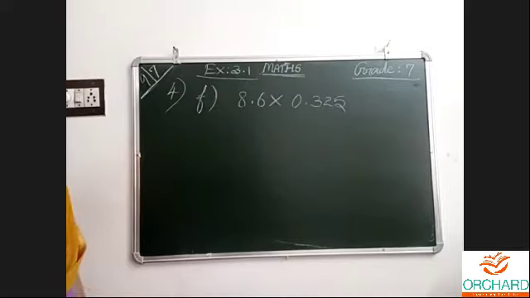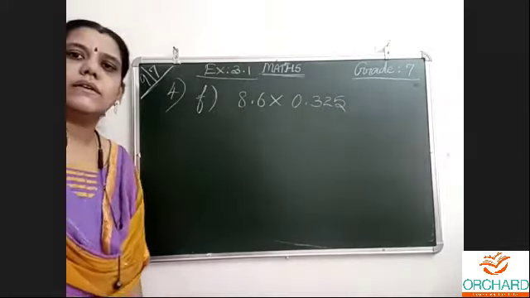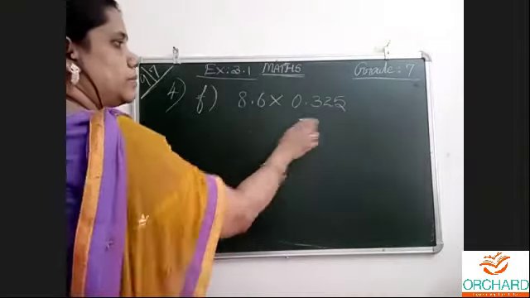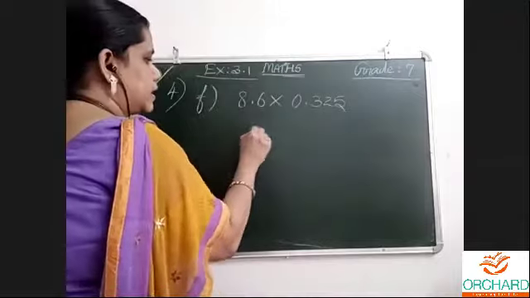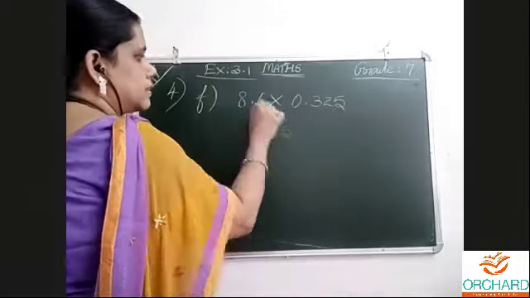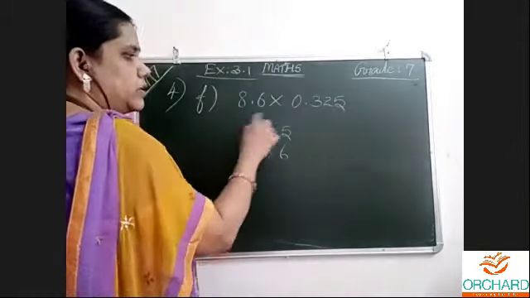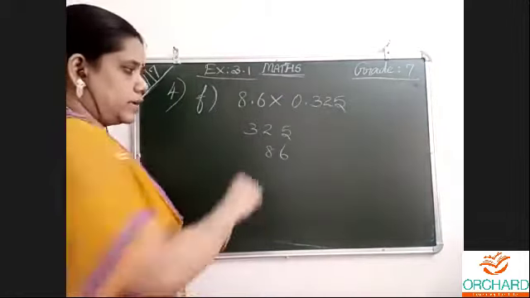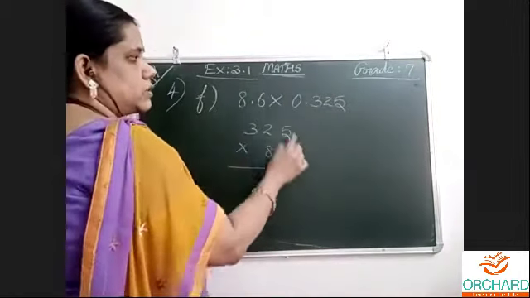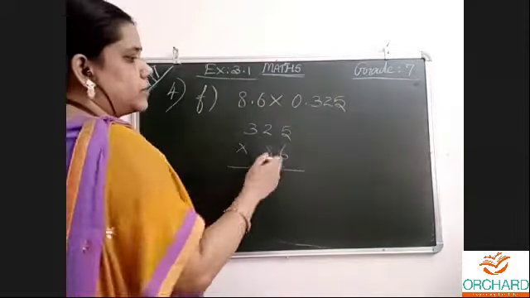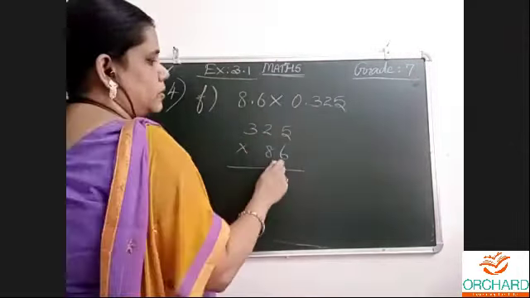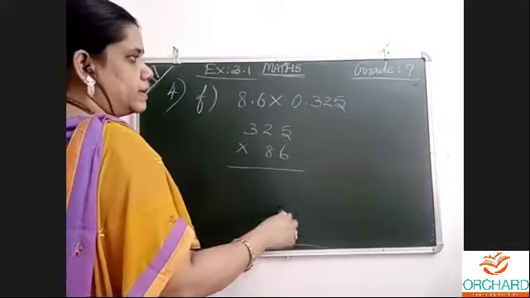8.6 multiplied by 0.325. Normal multiplication. 86 is a two-digit number, 325. First I'll write this 325, and this 86 I'll write below. If you want to write 86 and 325 the other way, that also can be done. One below the other, all correct. Since it contains 3 places, I wrote it for convenience. Later on I'll keep the points, right?